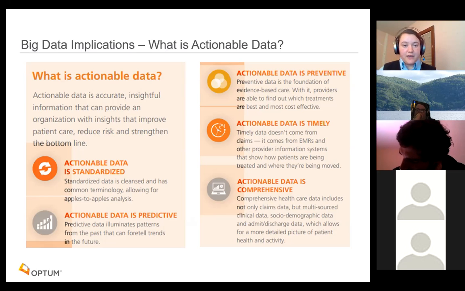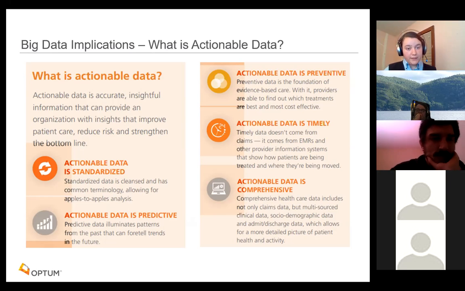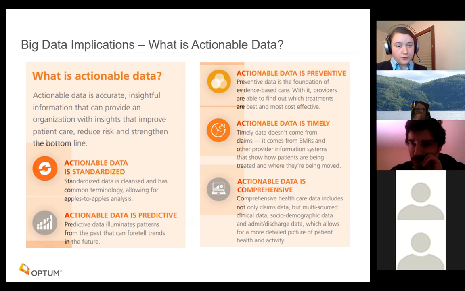Actionable data is preventative. Preventative data is the foundation of evidence-based care, which OptumCare is nationally recognized for. With it, providers are able to find out which treatments are best and most cost-effective. Actionable data is timely. Timely data does not come from claims like we discussed earlier. It can have a 3 to 6 month lag. It comes from EMR and other provider information systems that show patients are being treated and where they're being moved.